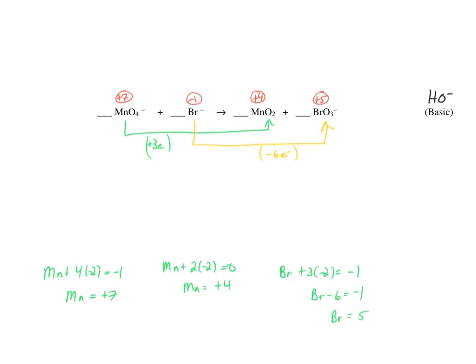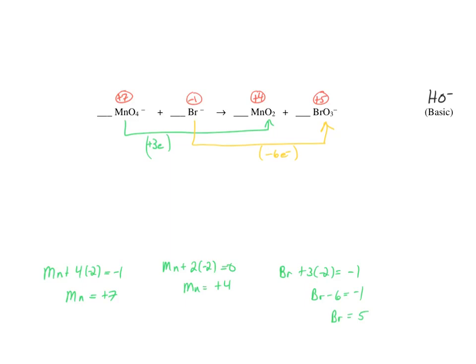We've determined the oxidation numbers, matched up the elements, checked. We have 1, 1, 1, 1. Elements that are changing oxidation number are balanced, so we go on and worry about our electrons. Manganese is going from +7 down to +4. That's a reduction of 3 units, so it's gaining 3 electrons. Bromine is going from -1 all the way up to 5, so it's -1 to 0 is 1, and 0 up to 5 is 5, so a total of 6 electrons that are lost.